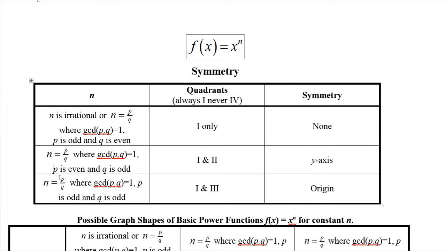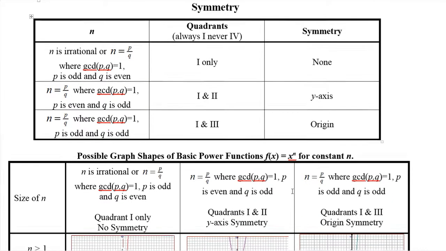If it is odd over odd power, an odd power and an odd root, that's going to take a negative number to a negative number. So that's going to be quadrants 1 and 3, and the part in quadrant 3 is an image of the first quadrant rotated 180 degrees about the origin. So that has origin symmetry.